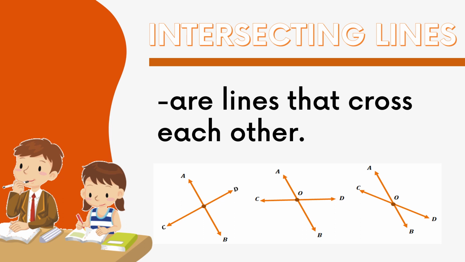How about intersecting lines? Intersecting lines are lines that cross each other. Let us look at our examples below. The point in the middle is called point of intersection, meaning this is the point wherein the two lines intersect, meet, or cross each other. Again, those lines are called intersecting lines.